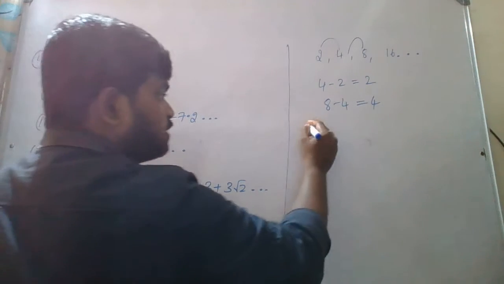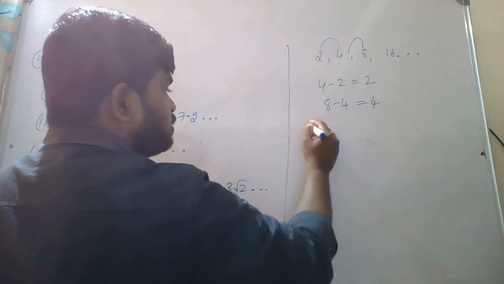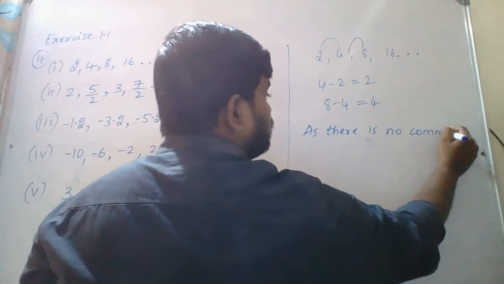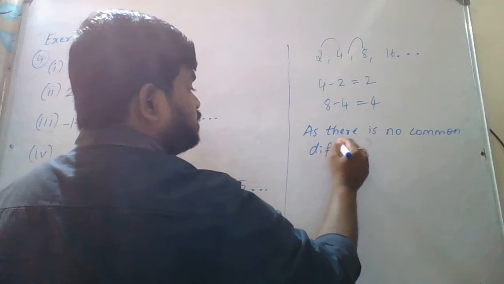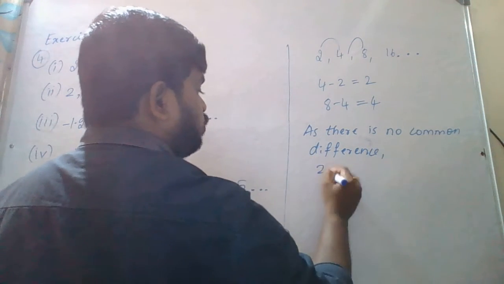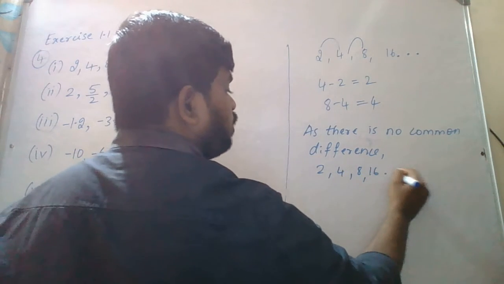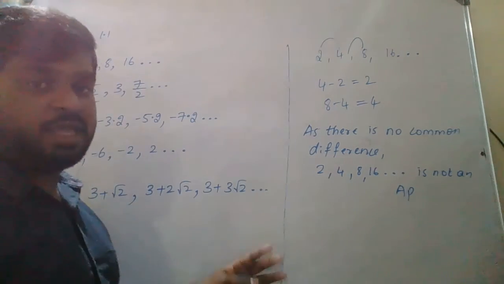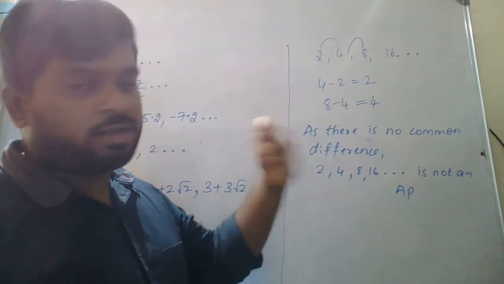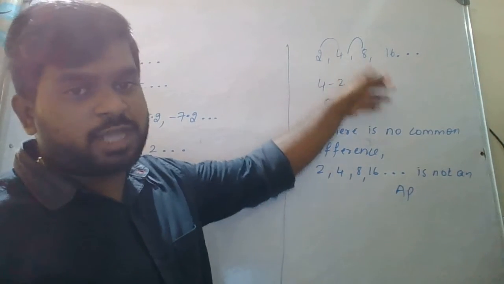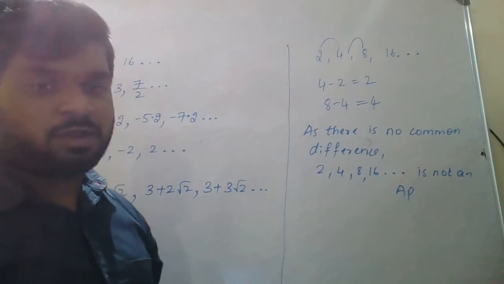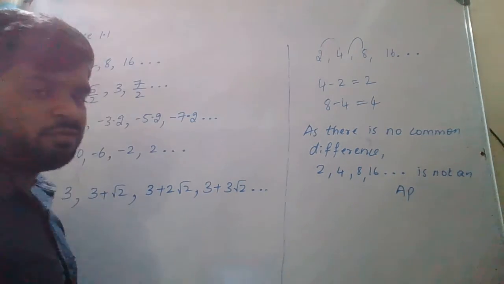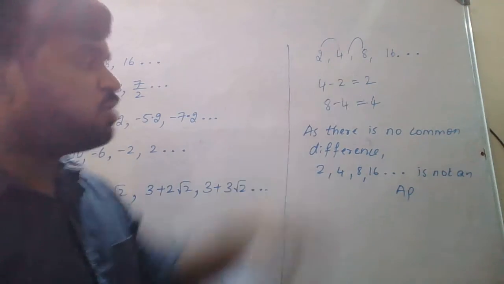Okay. Since you have to write, as there is no common difference, 2, 4, 8, 16 and so on is not an AP. This is something else. This is called a GP, where you are multiplying. 2 2s are 4, 4 2s are 8, 8 2s are 16, geometric progression, which you will be learning in your PUC if you take science. Right now, let's not worry about that. So, is this an AP? No, it's not an AP.